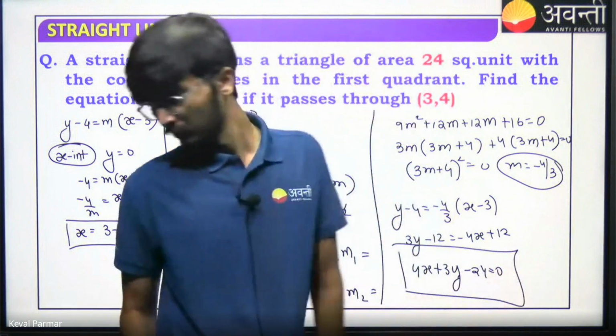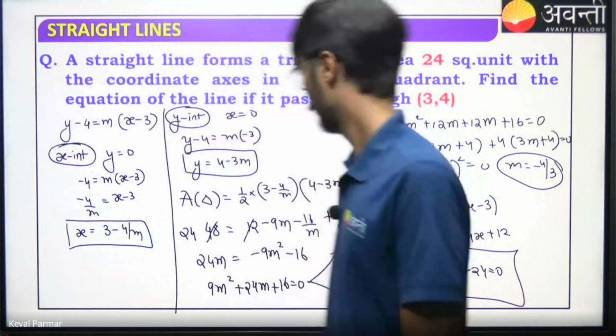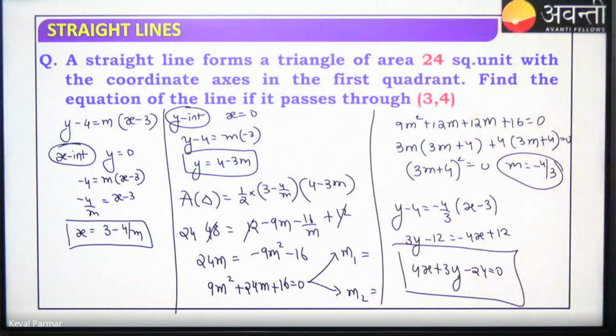Simple, guys. All clear till here? Okay, you gave the answer. Minus 4 by 3. Super. Chalo.